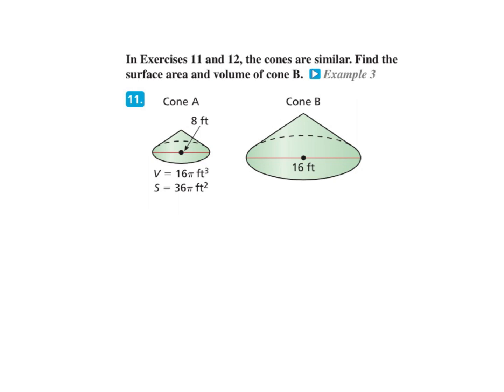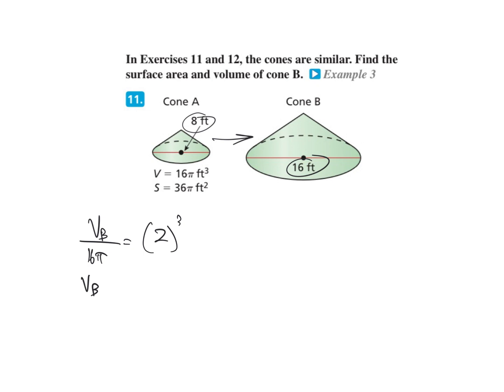Number 11, the cones are similar. Find the surface area and volume of cone B. All right, so we're getting bigger. So the bigger one goes on top. So let's do volume first. That's what you're used to. The volume of B over the volume of A, 16 pi, is equal to the scale factor cubed. What's the scale factor? So 16 over 8 is 2.